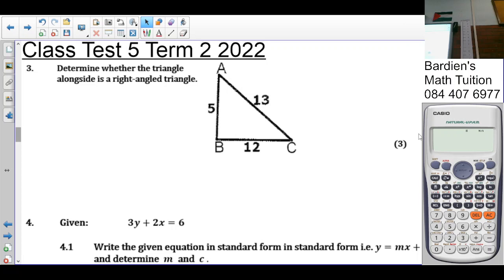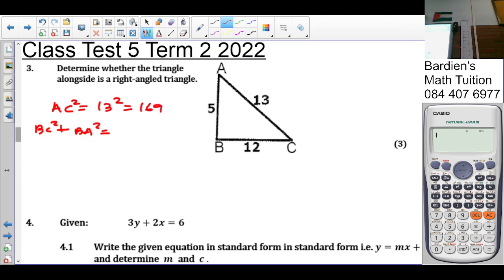So according to Pythagoras, that would be the hypotenuse. So what I do is I say AC squared should have been equal to BC squared plus BA squared. So we say, okay, AC squared. What is AC? 13. And 13 squared? 169. What is the length of BC? 12. 12 squared plus 5 squared, which is 144 plus 25, which is 169. I say, hang on. Is it the same? Yes.